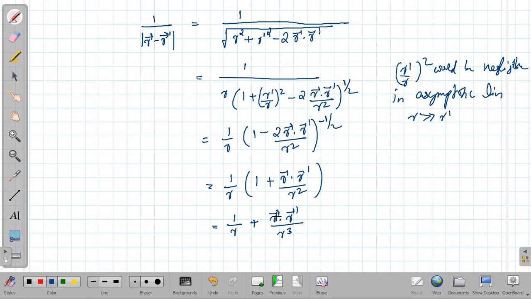Okay, so if you look at this, the second term is proportional to 1 upon r square, but the first term is proportional to 1 upon r. And since r is much greater, we can usually ignore the second term, and this can be approximated as 1 upon r. So in the asymptotic limit, 1 upon modulus of r minus r prime can be approximated as 1 upon r, and this can be equation 4.3.